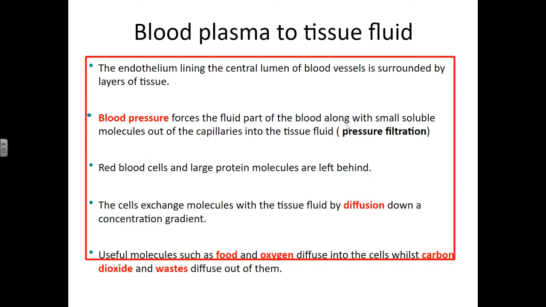So the endothelial lining in the central lumen of blood vessels is surrounded by a layer of tissue. So the blood pressure forces the fluid part of the blood along the small soluble molecules out of the capillaries and into the tissue fluid. This is pressure filtration. Red blood cells and large proteins are not able to do this, so they're left in the vessels and the plasma. Cells exchange molecules with the tissue fluid by diffusion.